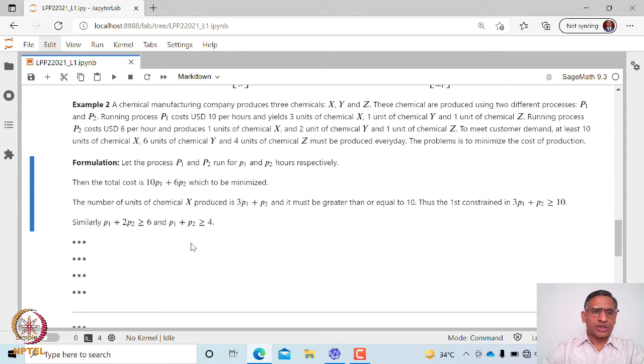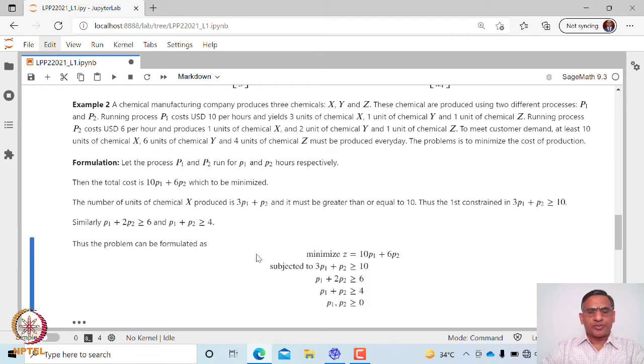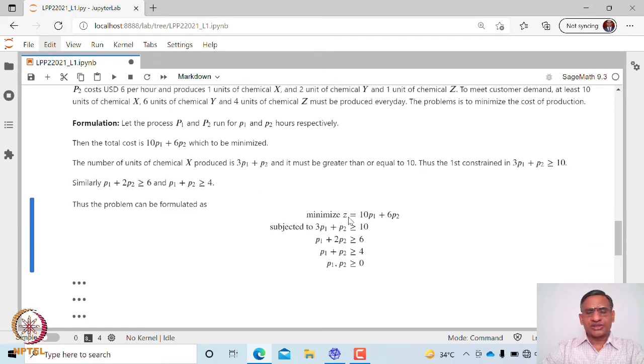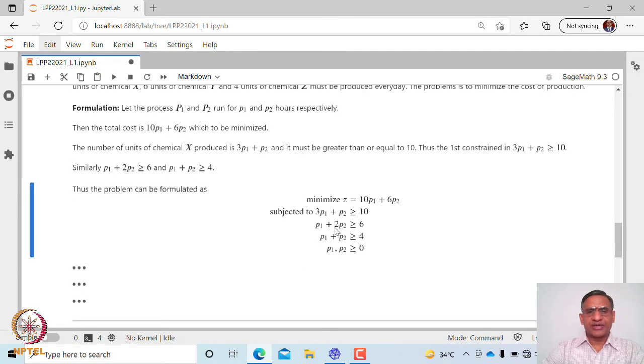So this is the problem: minimize Z equal to 10p1 plus 6p2, that's the objective function, subject to these three constraints, 3p1 plus p2 greater than or equal to 10, p1 plus 2p2 greater than or equal to 6, and p1 plus p2 greater than or equal to 4. Again, p1 and p2 are non-negative. This also you can write in matrix notation. I will leave this as an exercise for you to work out.